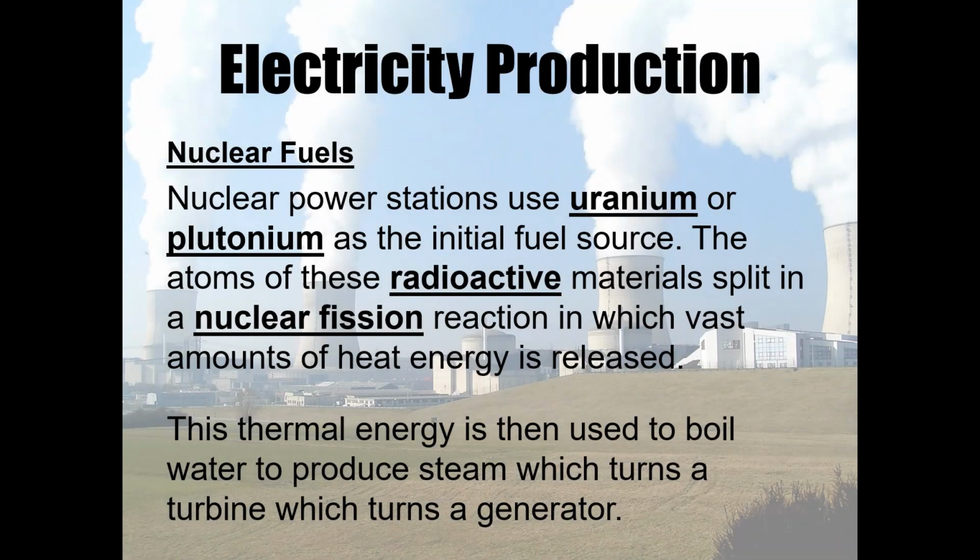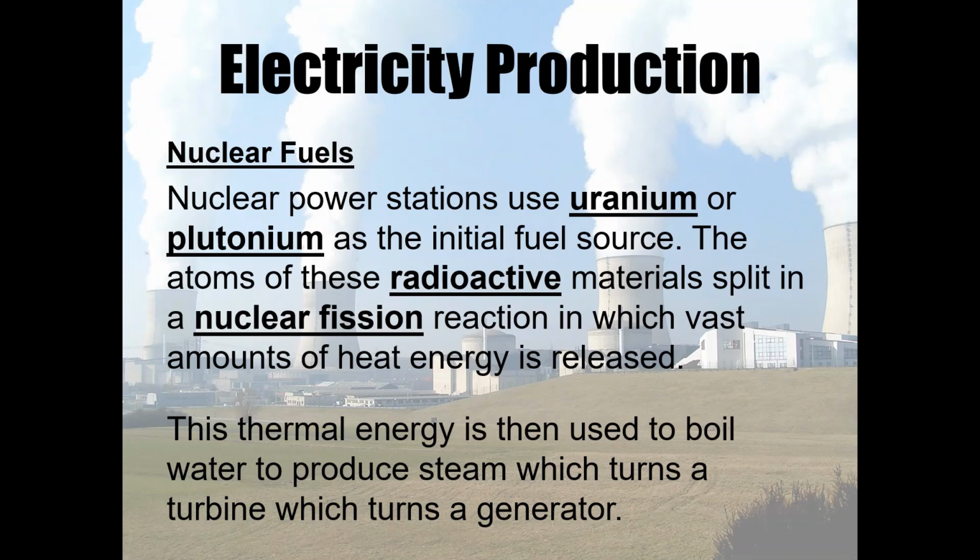So we'll start with nuclear fuels. We tend to use uranium or plutonium as the initial fuel source, which is a radioactive material, and it undergoes a process of nuclear fission. Now, nuclear fission is the process of splitting atoms, and when you split those atoms, sorry, loads of energy is produced, a huge amount of energy is produced, and it's that thermal energy being released in the splitting of atoms that then goes on to boil that water to produce the steam that turns the turbine. So like I say, the process is exactly the same.